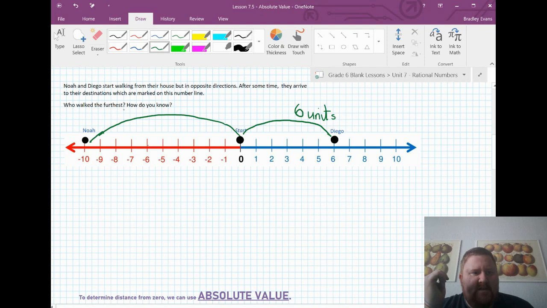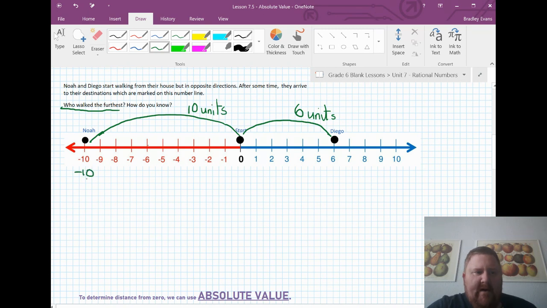Now, the question says who walked the furthest? Well, we can count how far Diego walked. He walked 6 units. But how far did Noah walk? Well, Noah actually walked 10 units. Okay, he didn't walk negative 10 units.